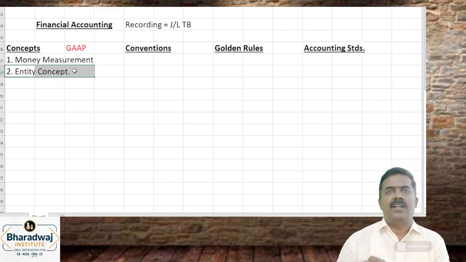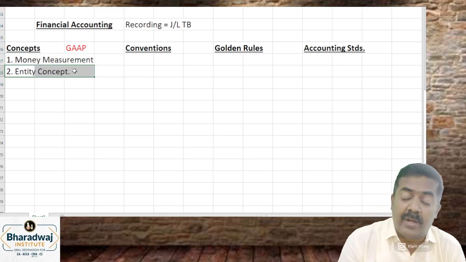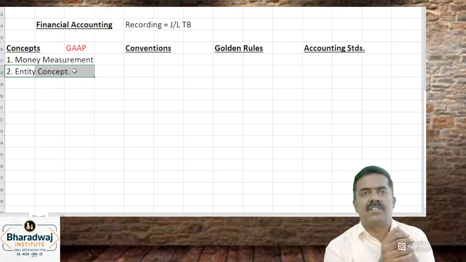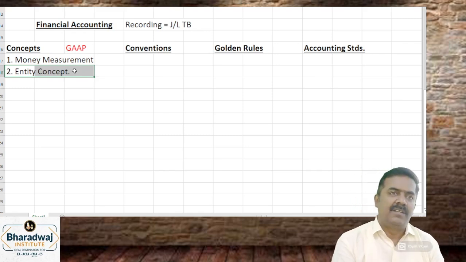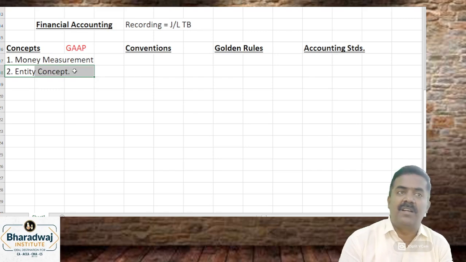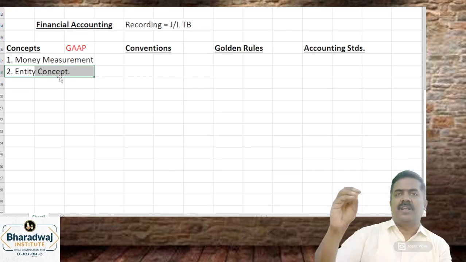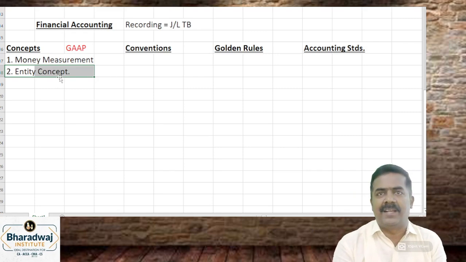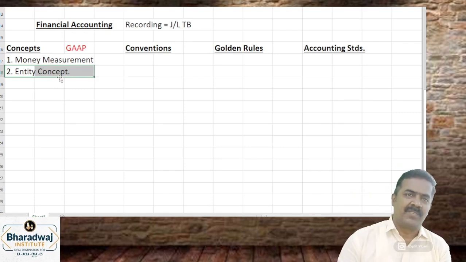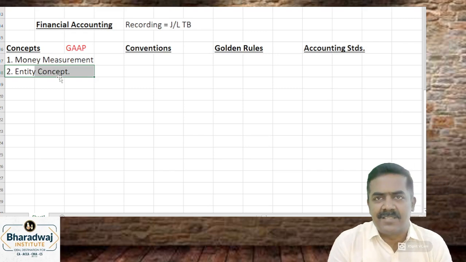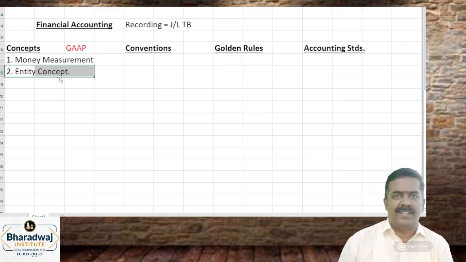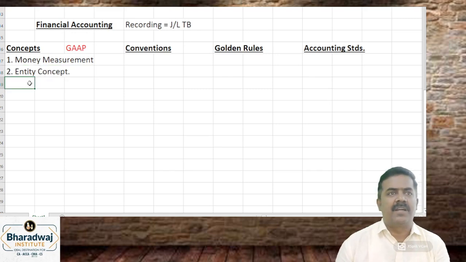Is clear? So that we call it as which concept? Entity concept. Treat business and owners as different. Why? If you mix business transaction with personal transaction, profit or loss will be incorrect. The balance sheet will not show the real financial position. So whenever proprietor takes business money, it will be taken as what? Drawings. When they withdraw money, goods, it will be taken as what? Drawings.